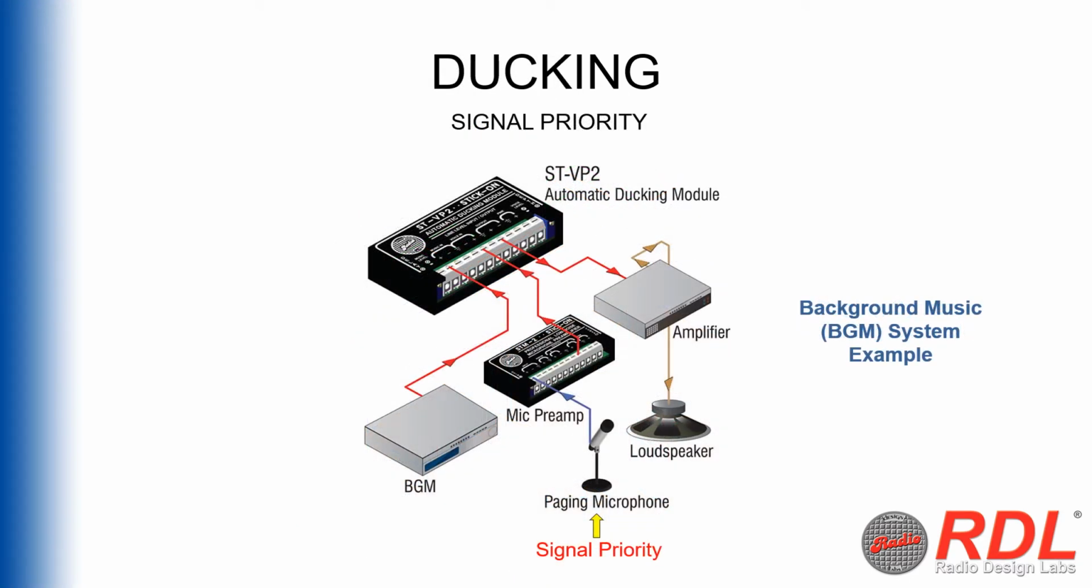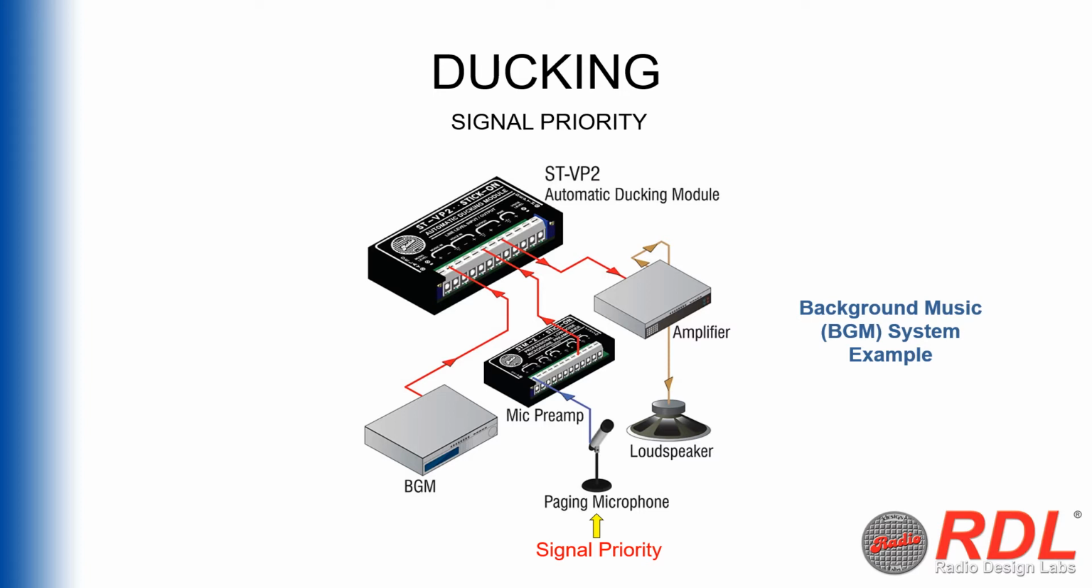Ducking, like the name implies, is an audio effect that automatically lowers the level of one or more audio signals when an additional signal becomes present. This additional signal is typically from a more important source than the others, and therefore has what's called signal priority. A good example is when background music is lowered so you can clearly hear a paging announcement.